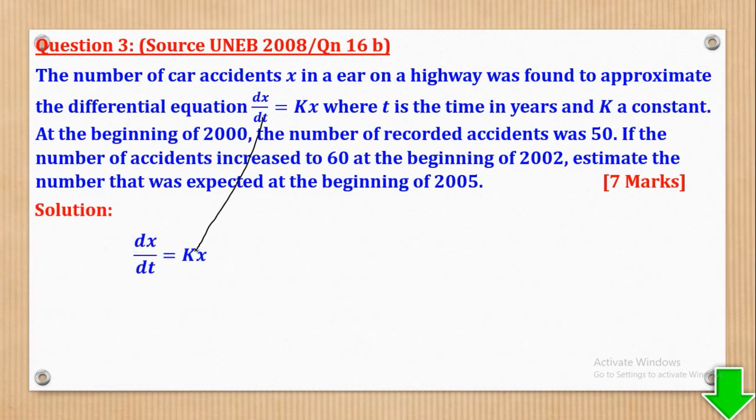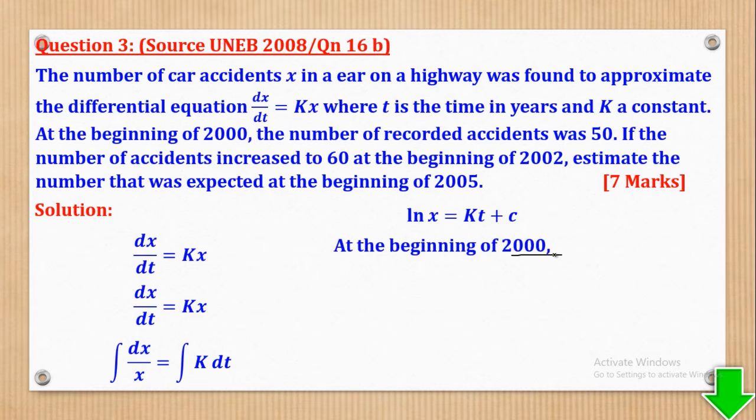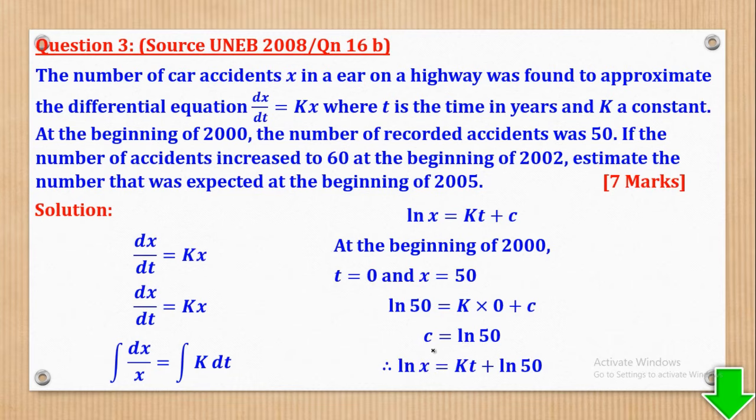We know this differential equation is a separable one, so we shall separate variables and put integrals on both sides. Integrate this gives you that, and integrate this gives you that, plus the constant of integration. At the beginning of 2000, t is equal to 0 and x is equal to 50. So I substitute for t and x to come up with the value of c. Therefore, this equation now becomes this.